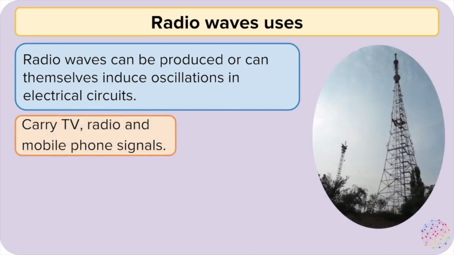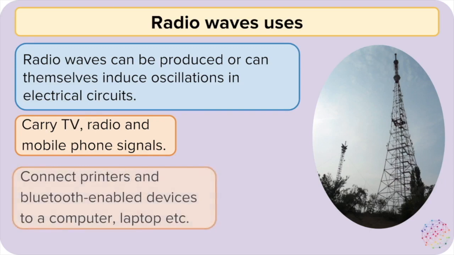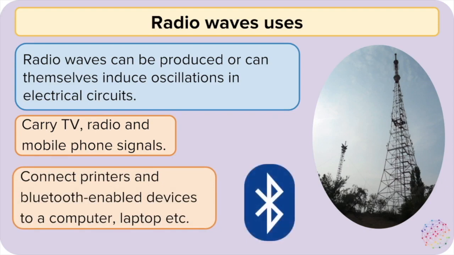You can also use radio waves instead of cables to connect a computer to other devices, such as a printer, a computer mouse, or, for example, Bluetooth-enabled devices can communicate with each other over a range of about 10 meters without the need of cables.